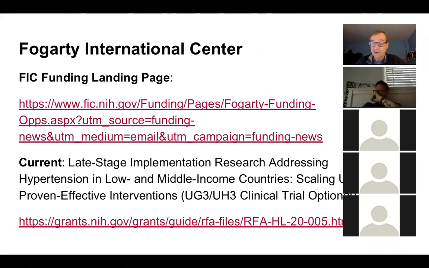The Fogarty International Center is one of the key United States funding sources for international research. I have here the landing page for the center, and we're working on one grant currently. It's due July 8th. This is on addressing effective interventions for hypertension. So the same thing, I'm trying to find some ways to use the same research group to apply to multiple grants. We'll use our research group for the B-Well24 project and apply that for this hypertension grant.